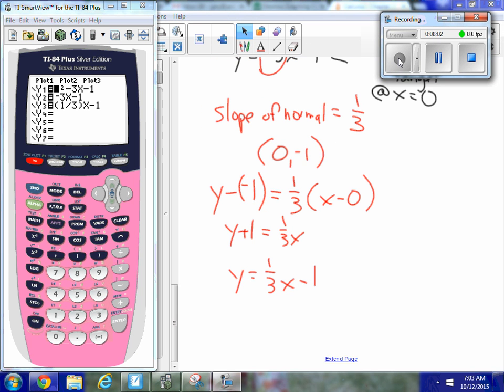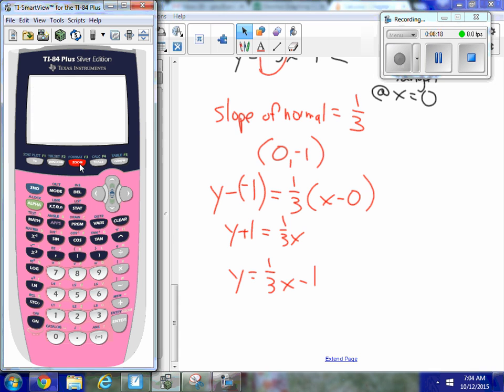The last step is to enter it into my calculator. So the first line is the formula of the equation, the second line is the formula for the tangent line, and the third line is the formula for the normal line. So let's go zoom 6 and see what it looks like. Here's my equation. Here's my tangent line. Here's my normal line. Now you'll notice it doesn't really look perpendicular, does it?